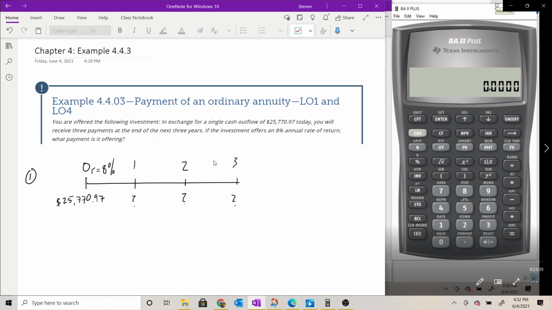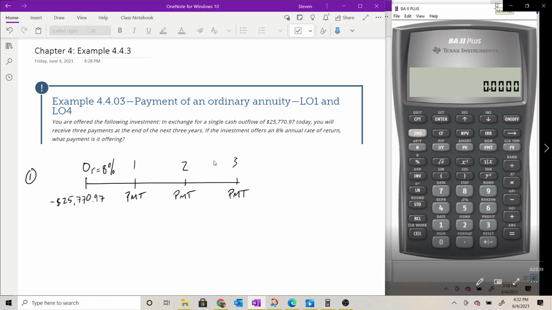The question is, if we pay $25,770.97 today and we want to earn an 8% rate of return, what payments over the next 3 years would we need to receive in order to pay us that 8% annual rate of return? All right, so let's see what we're doing here. I'm going to replace these question marks with PMT, or payment, since that is what we're looking for. So we have a single cash outflow up front, followed by 3 cash inflows. It's going to be the same cash inflow over and over again for the next 3 years.